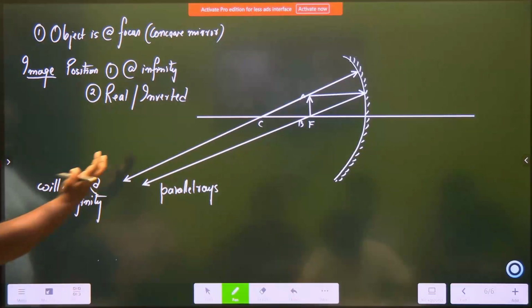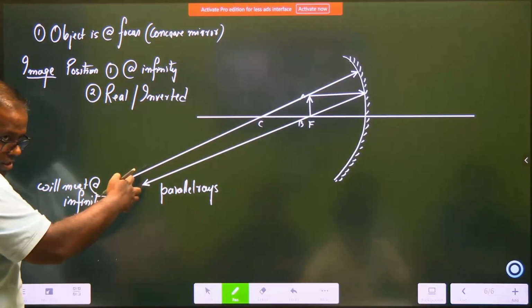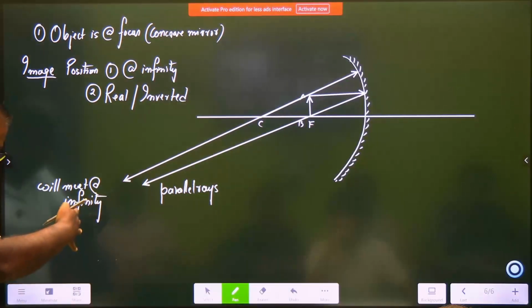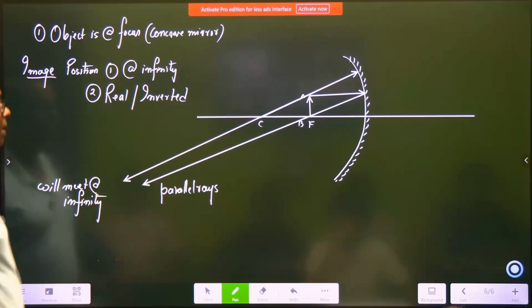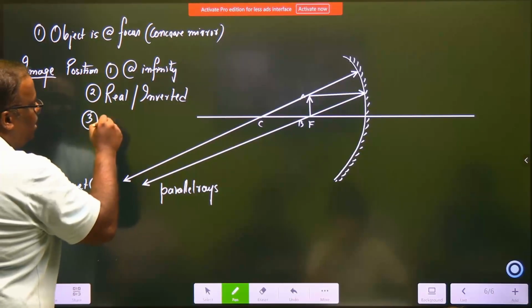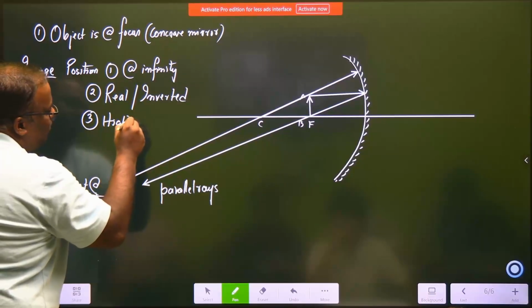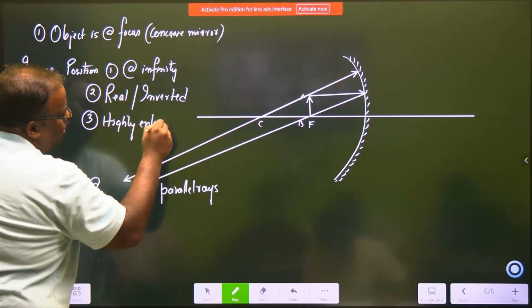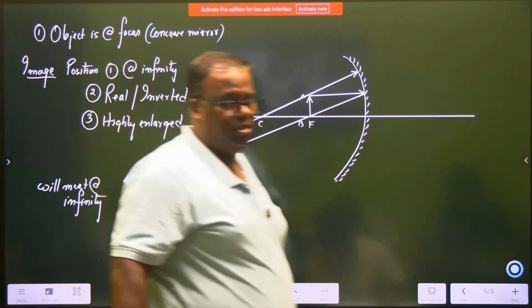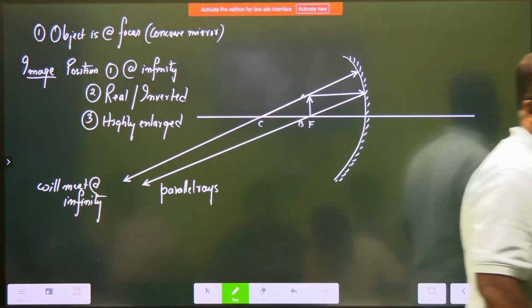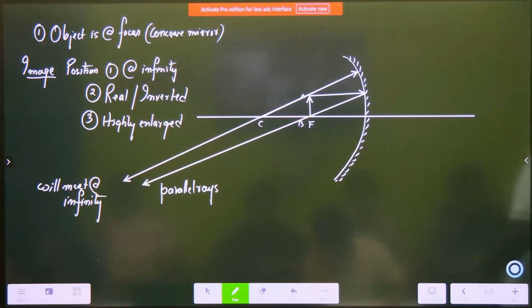Just look at the size. It's not going to meet here. It's going to meet somewhere at Gujarat. The arrow will become very, very big. So the image will be highly enlarged. We'll come to magnified a little bit later. Highly enlarged. A very, very big image will be formed. Have you understood?